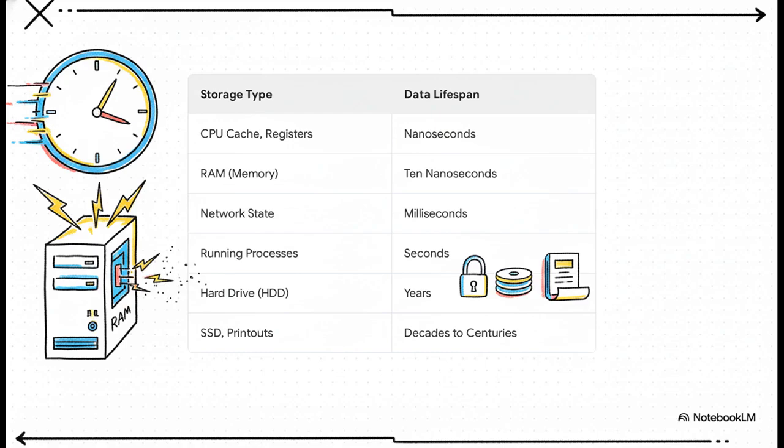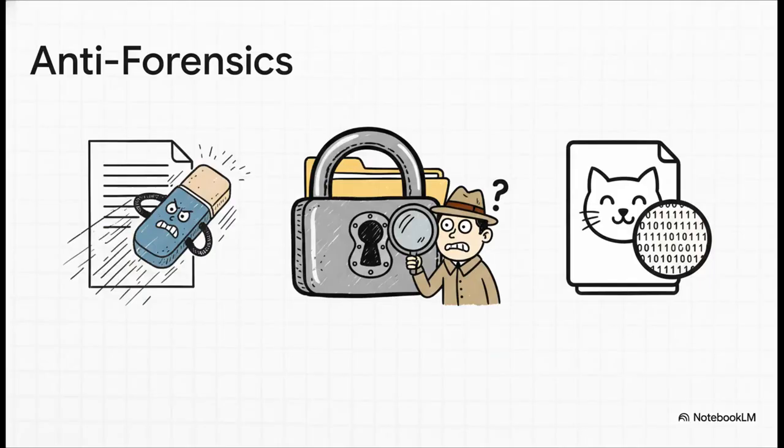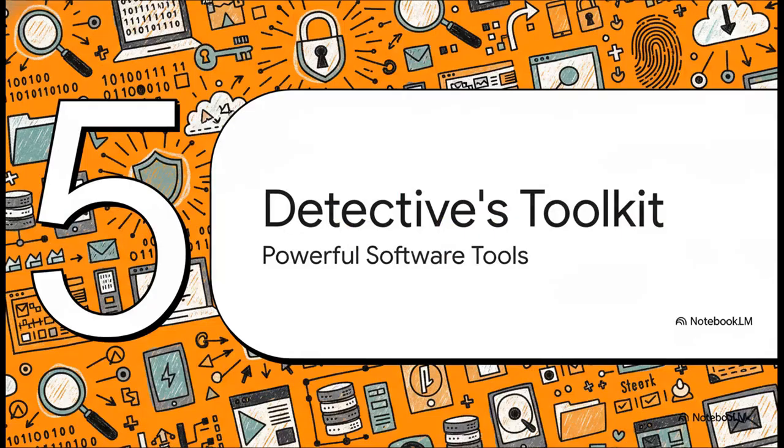And on top of that, criminals are actively trying to fight back using anti-forensics techniques. They use special tools to try and wipe their data permanently. They use encryption to lock it away. They even use this wild technique called steganography, where they can hide secret messages inside a totally normal-looking photo or song file.